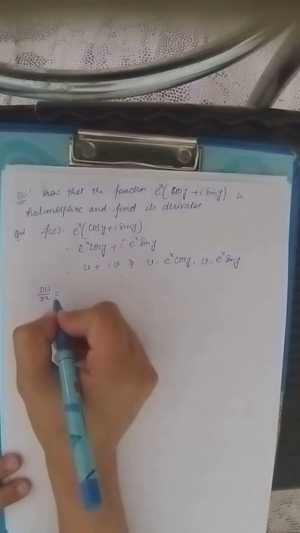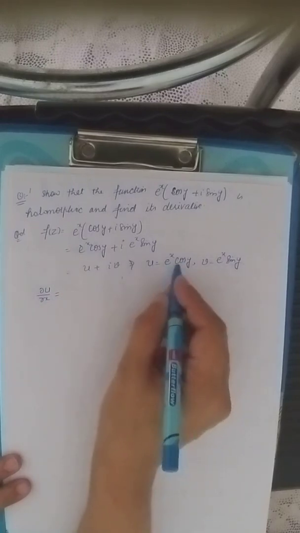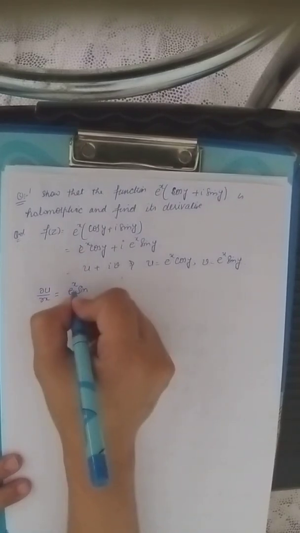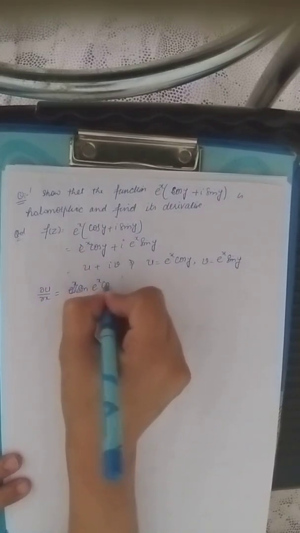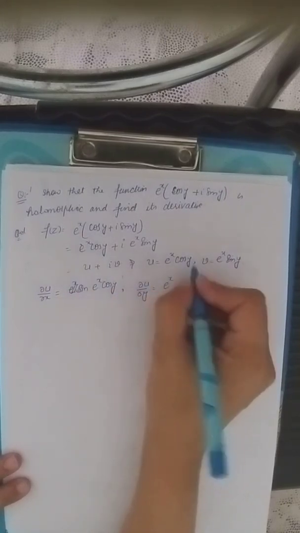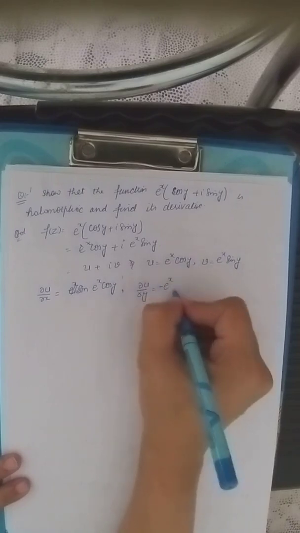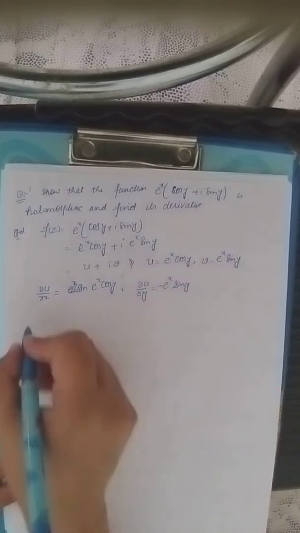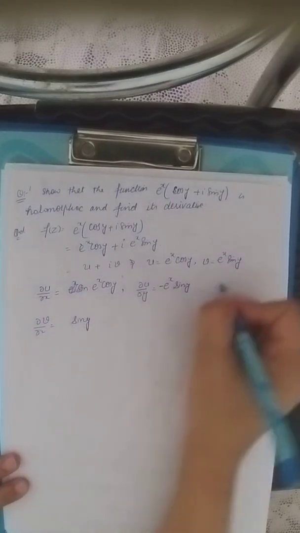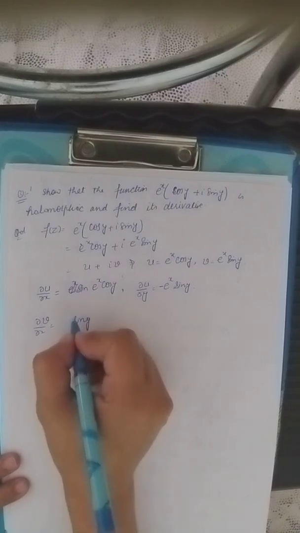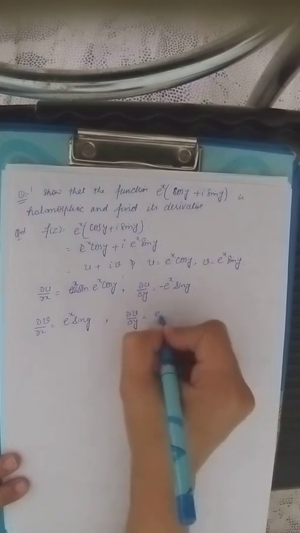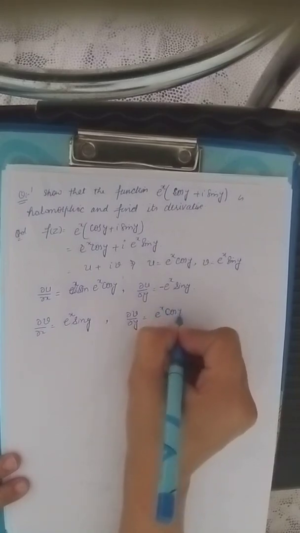Now ∂u/∂x, the partial derivative of u with respect to x, is e^x cos y. ∂u/∂y: e^x as it is, the partial derivative of cos y with respect to y is minus sin y. ∂v/∂x: sin y as it is, the partial derivative of e^x with respect to x is e^x. ∂v/∂y will be e^x cos y.